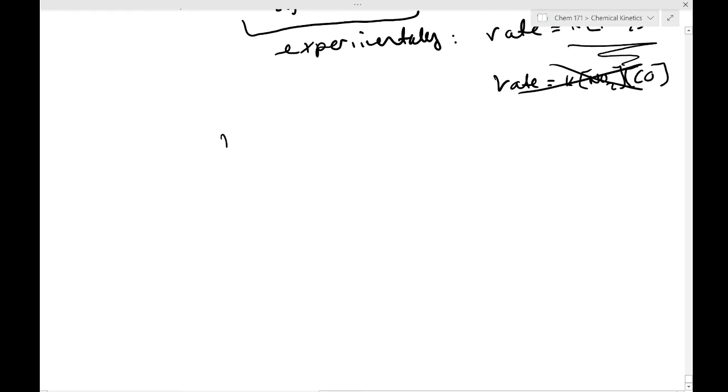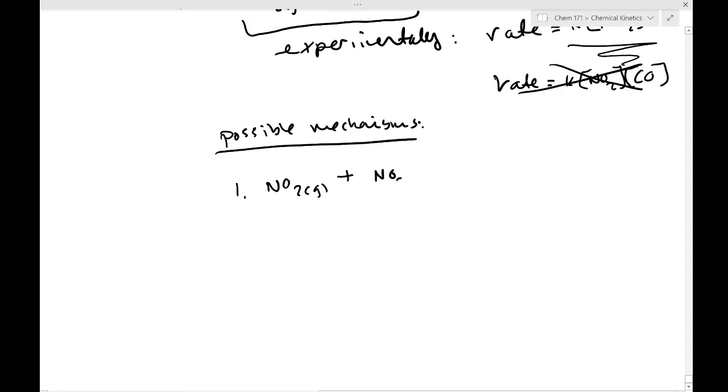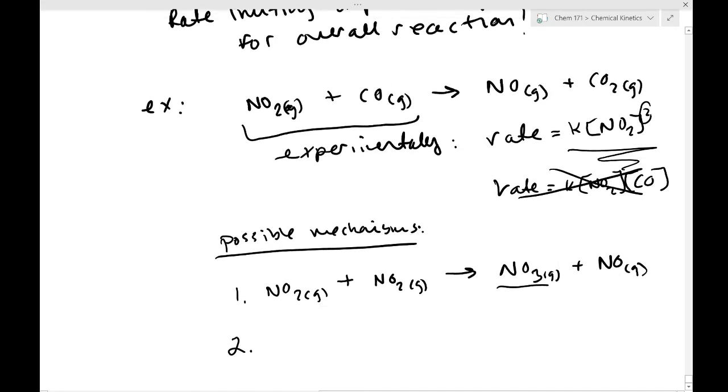So we want to write out possible mechanisms. What are some possible mechanisms for this reaction? The first is NO2 colliding with another NO2 to form NO3 and NO. The second has to consume NO3, because NO is present in the overall reaction.